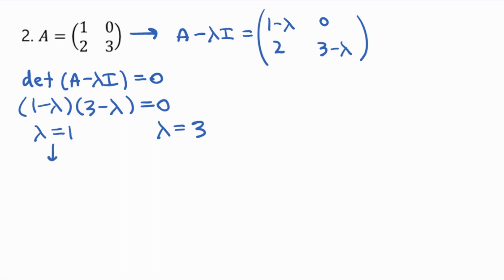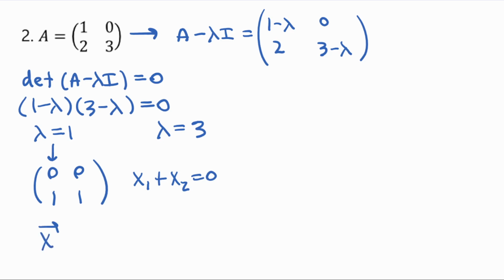Okay, so with lambda equals 1, A minus lambda I is 0, 0, 2, 2. That would reduce to 0, 0, 1, 1. I'm going to do a row swap to get it in a fully reduced form, but this is good enough to find the null space, right? So we're going to say x1 equals the negative of x2.